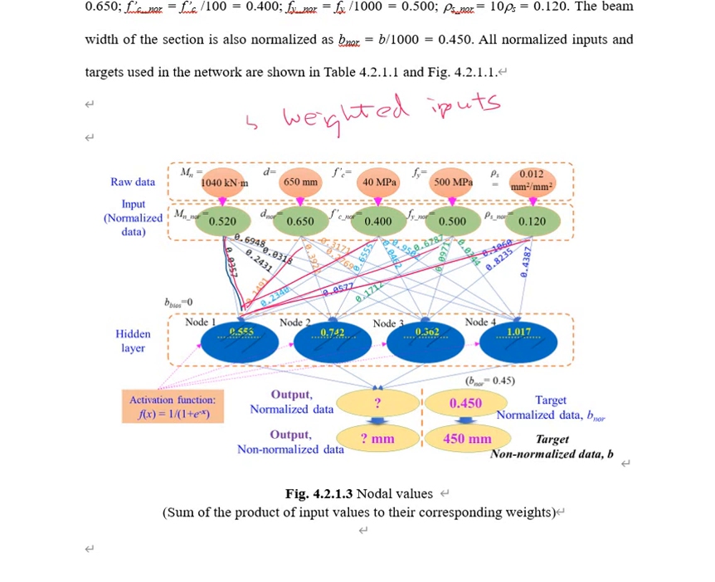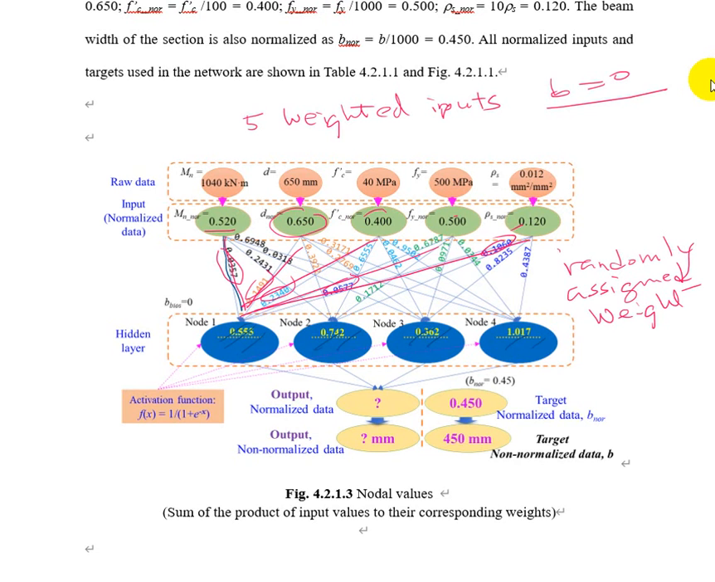Inputs here: 5. This is 5, and in this example you ignore bias. So then you have this value by adding this input neuron multiplied by this weight, and this input neuron multiplied by this weight, and this by this weight, this by this weight. Of course, these weights are randomly assigned.